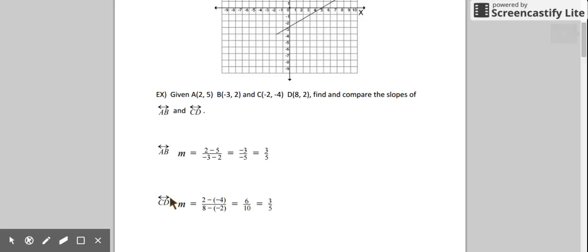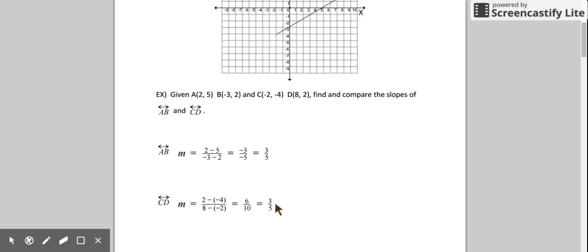For line CD, we subtract the y values on top, so 2 minus -4, and the x values on the bottom in the same order, so 8 minus -2. On top, we got 2 minus -4, which becomes 2 plus 4, which is 6. 8 minus -2 becomes 8 plus 2, which is 10. And 6/10 reduces, if you divide top and bottom by 2, to 3/5.